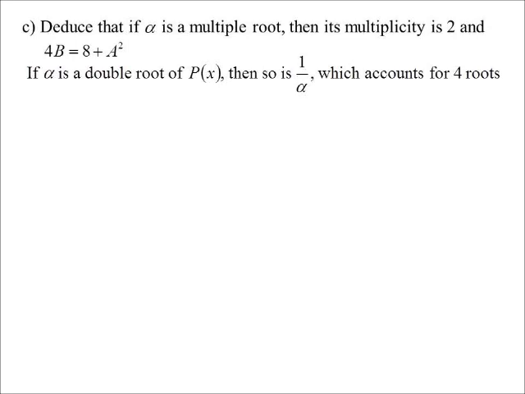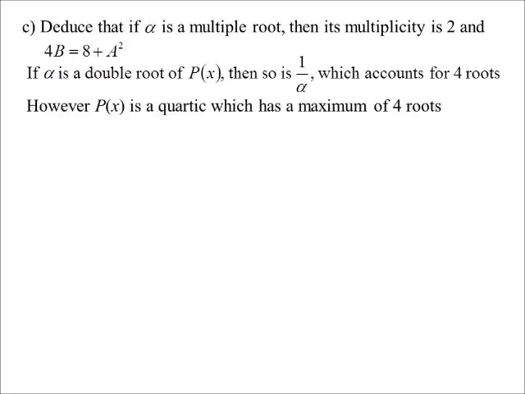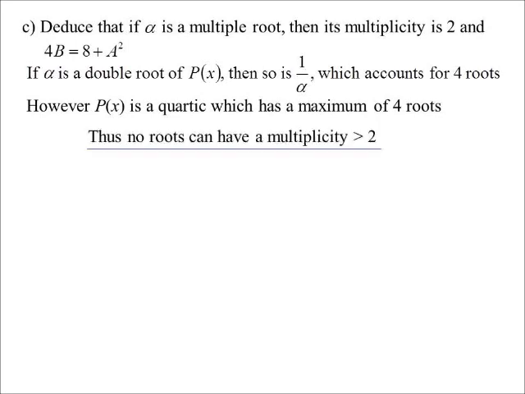If alpha is a double root, then 1 on alpha would also be a double root. Every time you get alpha, you're going to get its reciprocal. That's what we just proved. So if we get alpha twice, we must get its reciprocal twice. So we've got 4 of the roots. However, our polynomial is a quartic, so it has a maximum of 4 roots. So there can be no more solutions, no more roots.